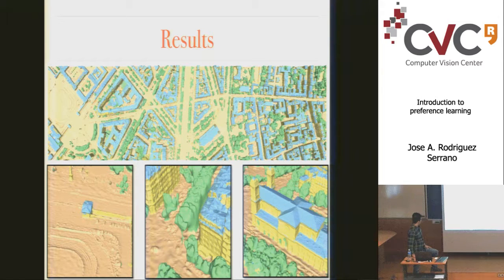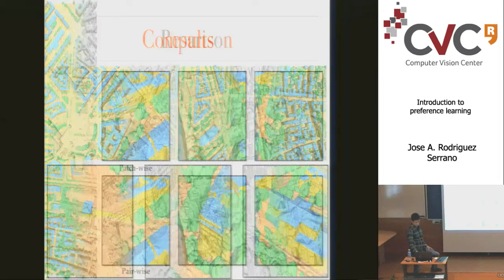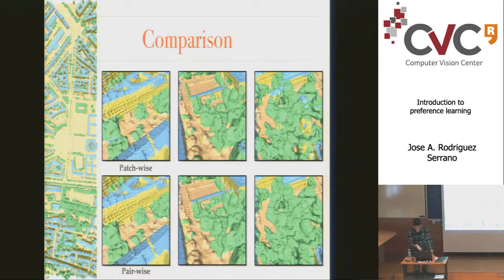Other results. Well, just a simple comparison. If you use a patch-wise method, you would have some mistakes, as you see, mainly on the vegetation part. But with our method, there is a much better result because of this extended labeling.